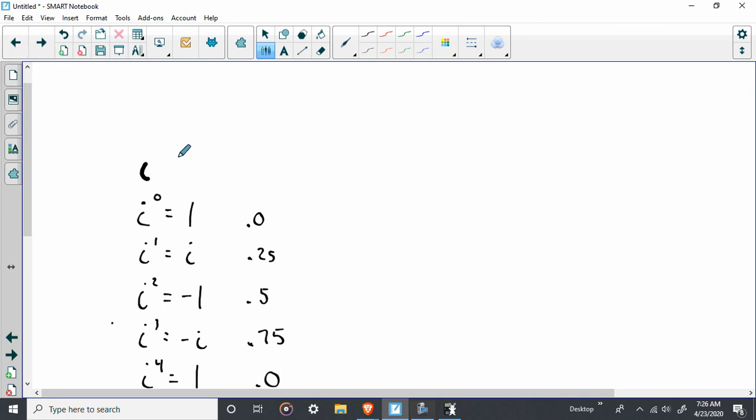Right, so again, what would the pattern be? 4, 3, 2, 1, 0, negative 1, negative 2, negative 3, negative 4. And what would the pattern be here? Well, it was 1, negative i, negative 1, i, 1, and then the pattern repeats. So what was before 1? Negative i. What was before negative i? Negative 1. What was before that? i. And what was before that? 1. So this pattern will repeat as well.